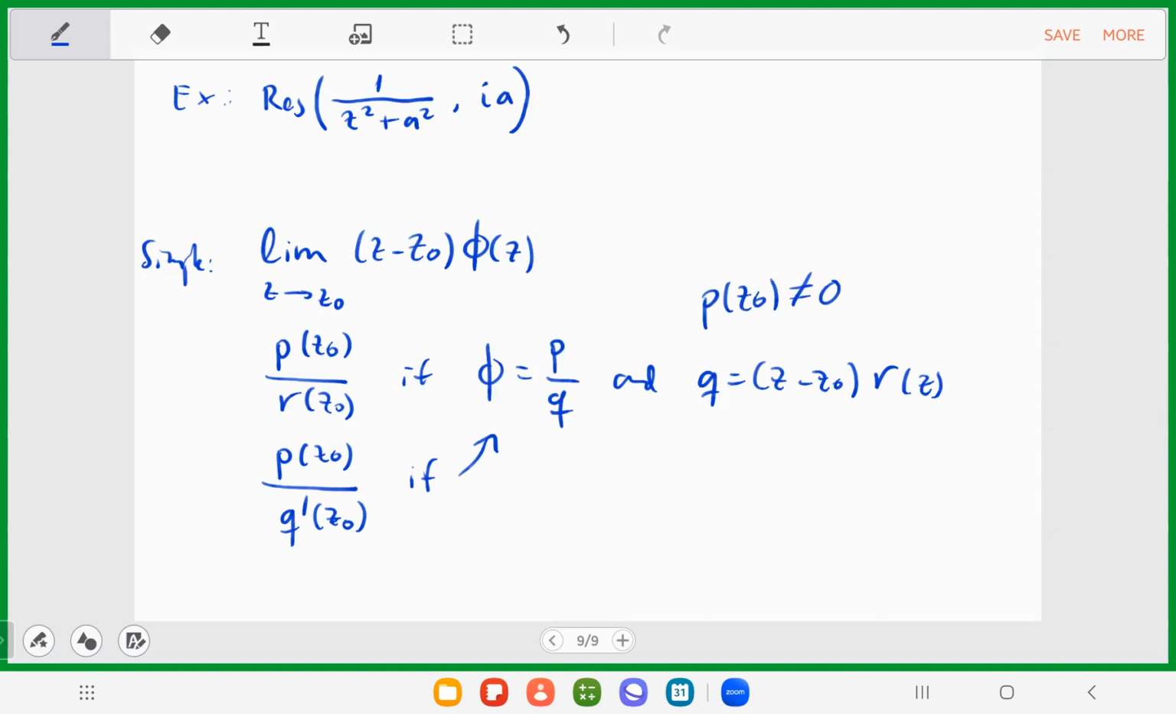Last one. The last one is a good choice. So let's see here, p is 1, and the derivative of z squared is 2z. So yeah, this would be the easiest, right? So we have p divided by the derivative of q evaluated at z equal ia, so it's 1 divided by 2ia. Quite easy, right?